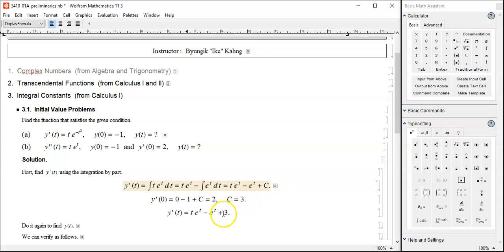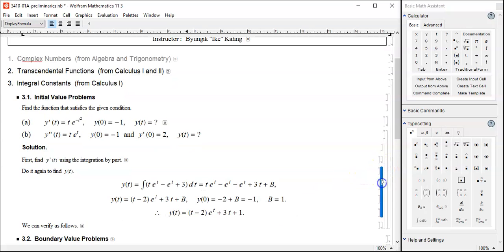And then determining c, we got it. But that's just y prime. In order to find y, we have to take the antiderivative again. We need two antiderivative computations. And we need another integration by parts.